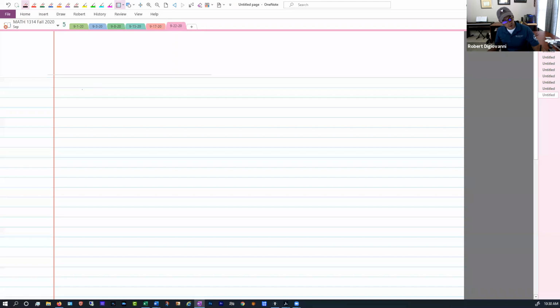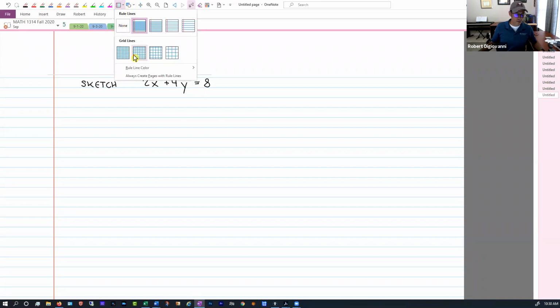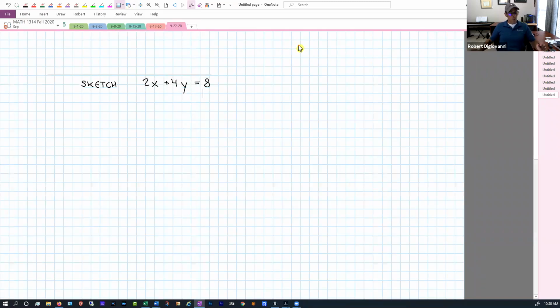So I'd like for us to sketch 2x plus 4y equals 8. Okay, so that's the problem we started with today, right? Let's act like we didn't do it, and let's see if we can come up with the graph of it. We already know what the graph looks like, but let's just do it. So we're going to use the intercept method.